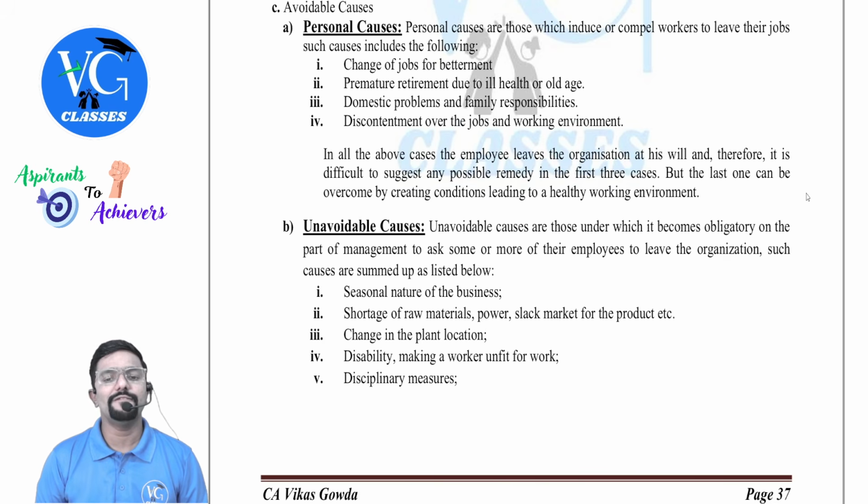Disability making a worker unfit for the work. Maybe the employees are disabled now, and you will not be able to work. Clearly, like a leg is damaged or a hand is damaged. So the company may pay some compensation and ask him to leave, guys. If the company is really good, they pay some compensation and take care of the family or the employee. If not, they may straight away say, now you are not able to perform like before, you can leave.